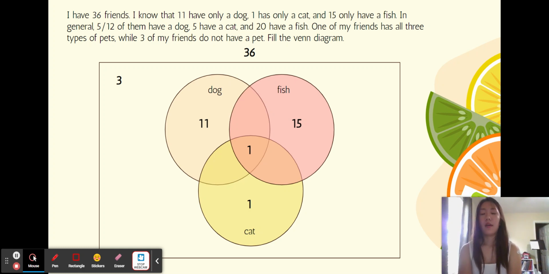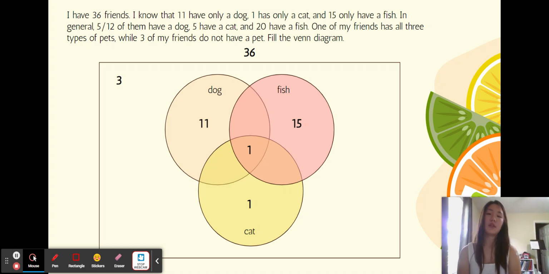Well, the problem does tell us some additional information. It says that, in general, 5/12 of my friends have a dog. And 5/12 of 36 is 15. So those 15 people, all we know about them is that they have a dog. So this includes everybody that has just a dog, or that has a dog and some other pet, or the person that has all three pets.